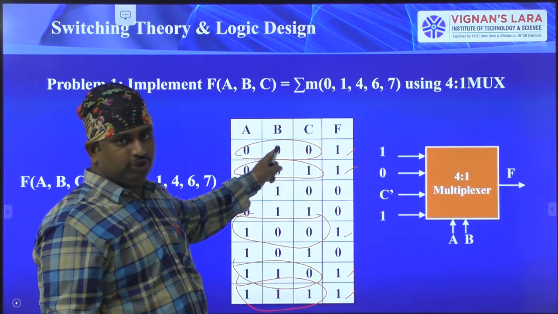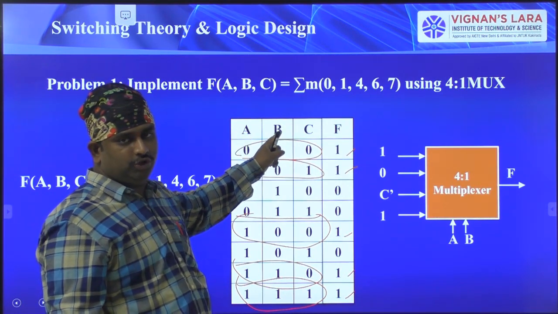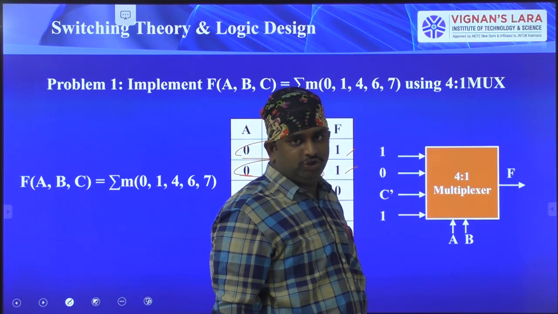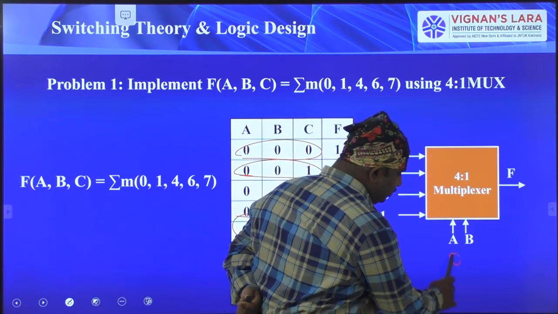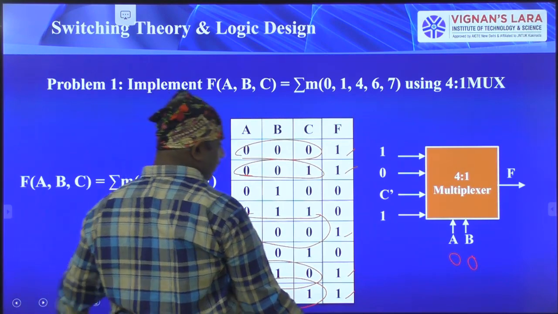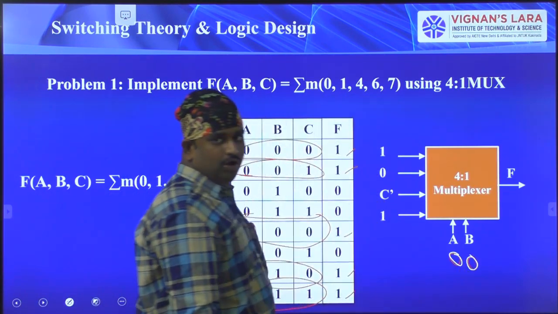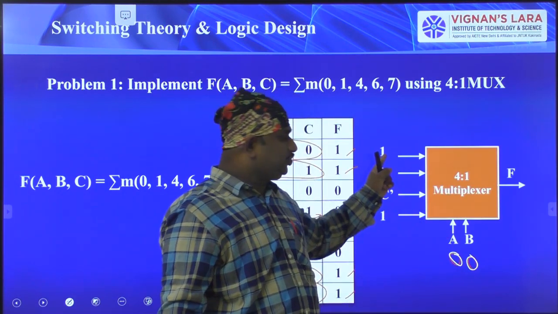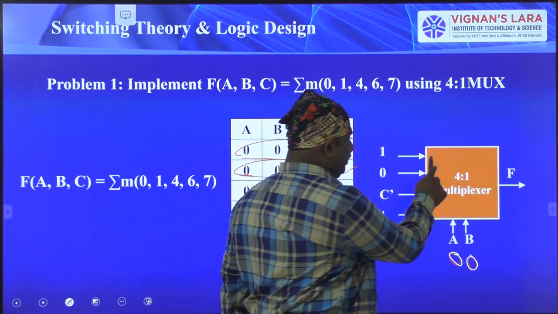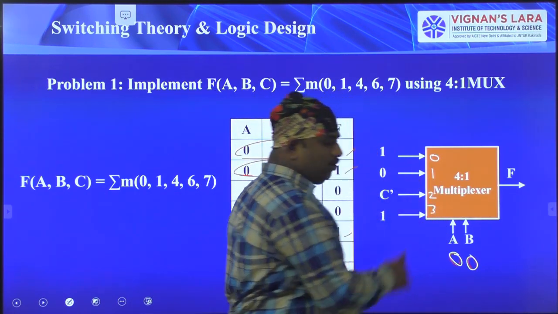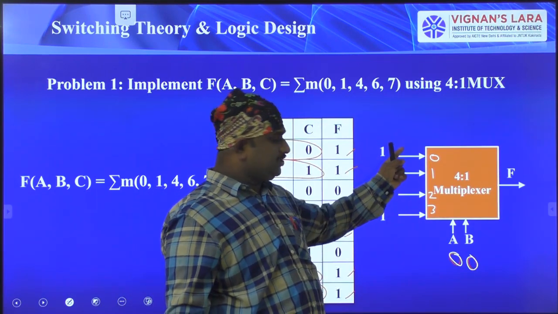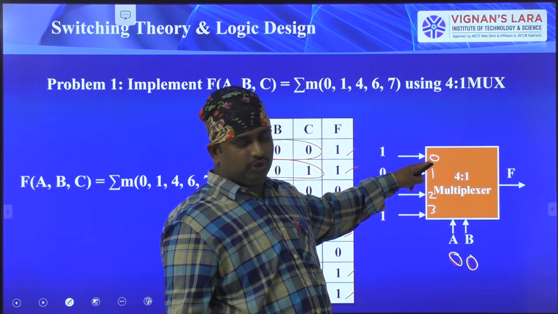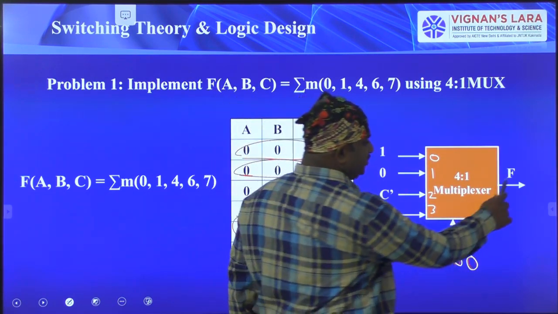Let's take the first combination 0, 0, 0, where A is equal to 0, B is equal to 0, C is equal to 0. Here we have selection lines A equal to 0, B equal to 0. Now write down here 0, 0. So this is 0 and this is 0. If you select AB equal to 0, based on the multiplexer definition, the 0 line selects here. This is the 0 line, 1 line, 2 line, 3 line. When you give 0, 0, the first input goes to the output. Here at the 0th line, we have the value 1. Now F is equal to 1.